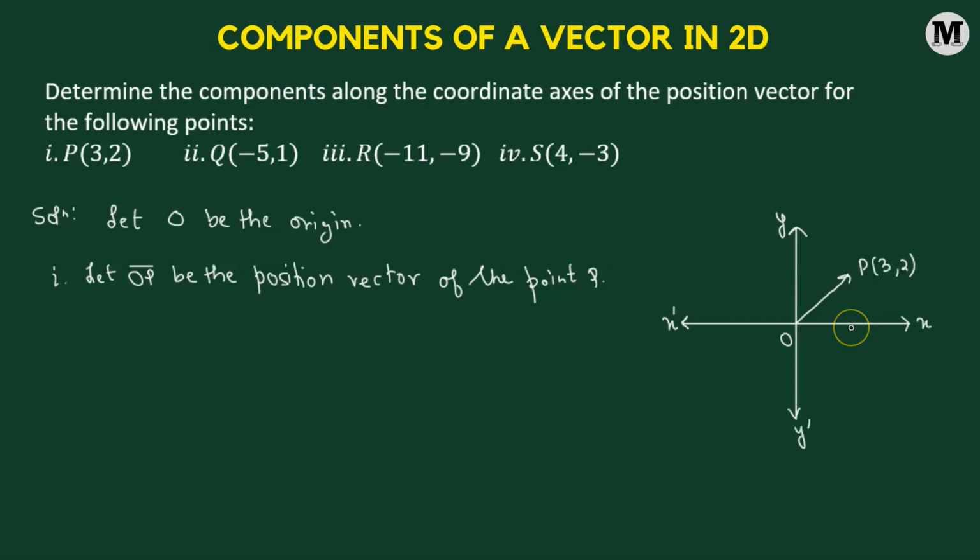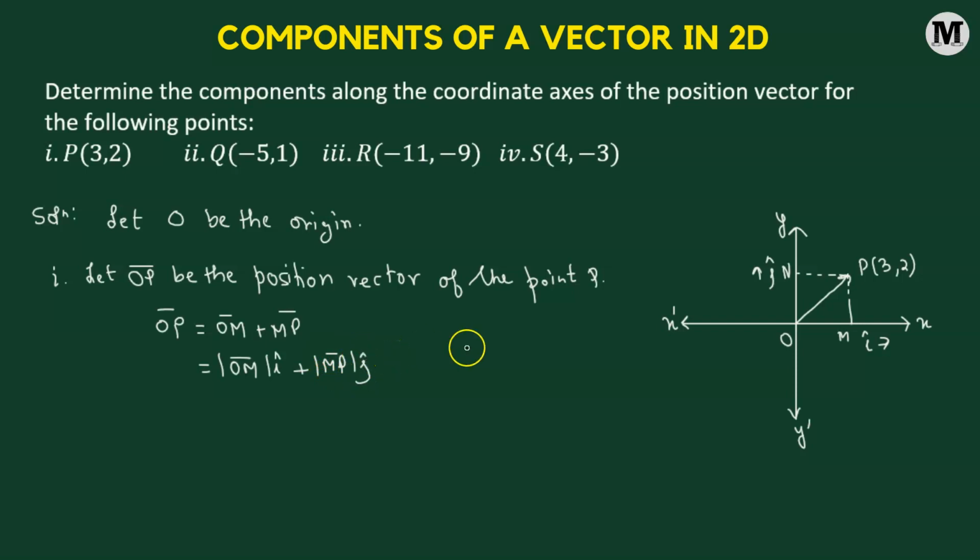Now we'll try to express vector OP in terms of the unit vectors i cap and j cap. By definition, i cap is the unit vector along the x-axis and j cap is the unit vector along the y-axis. So we'll drop a perpendicular from point P on both the x-axis and the y-axis. Let's say it meets the x-axis at point M and the y-axis at point N. That means vector OP equals vector OM added to vector MP. Now vector OM can also be expressed as the magnitude of vector OM multiplied with i cap, added to the magnitude of vector MP multiplied with j cap.